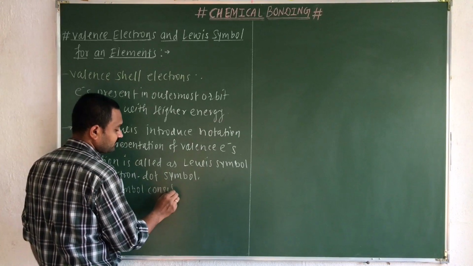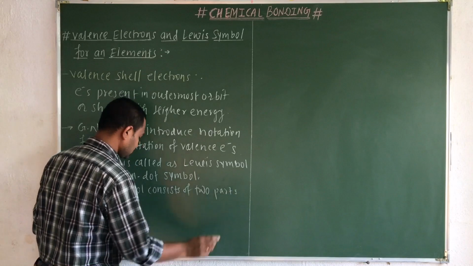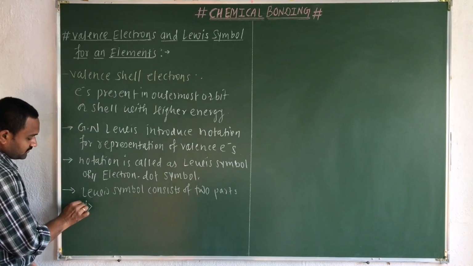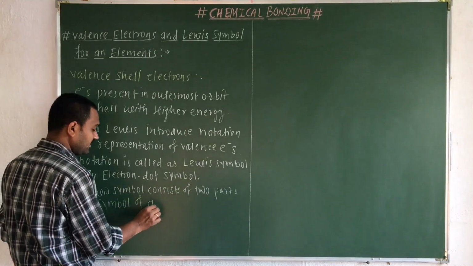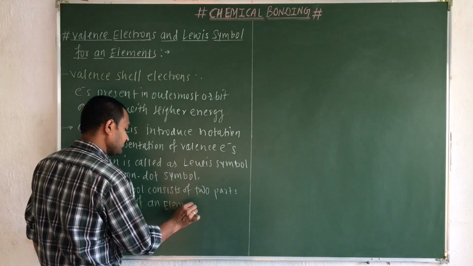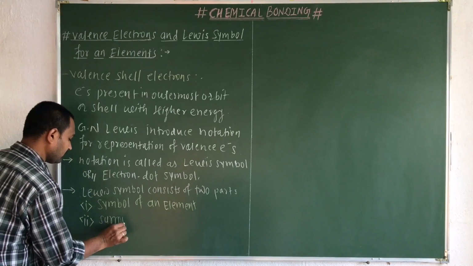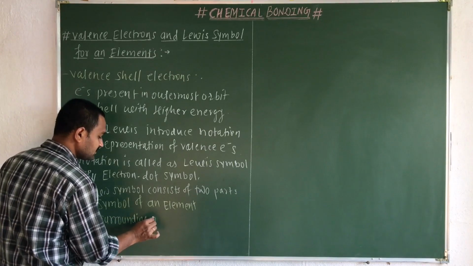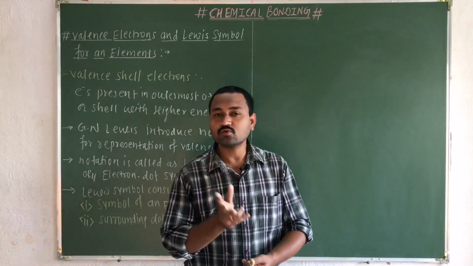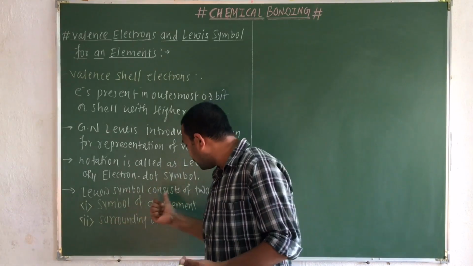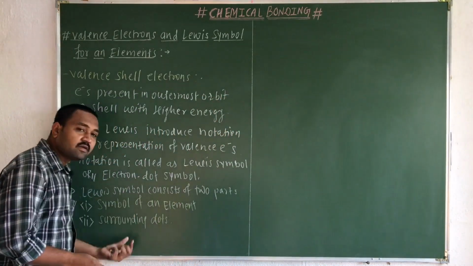Okay, so here your Lewis symbol consists of two parts. Now which are those two parts? It is very easy. The first part is the symbol of an element, which you already know, and the second part is the surrounding dots. So always remember, the Lewis symbol consists of two parts. The first one is the symbol of an element, and the second one is the surrounding dots. Now let us see what these two parts represent.